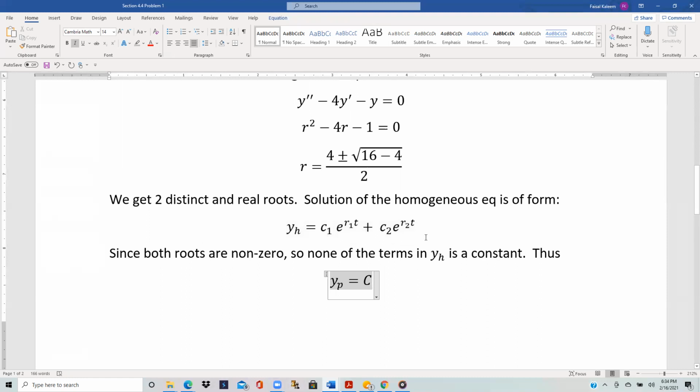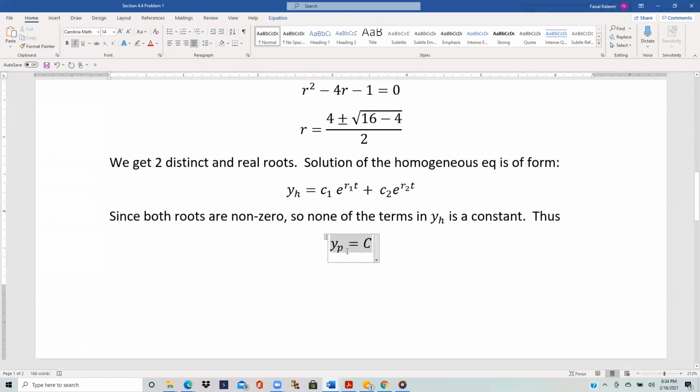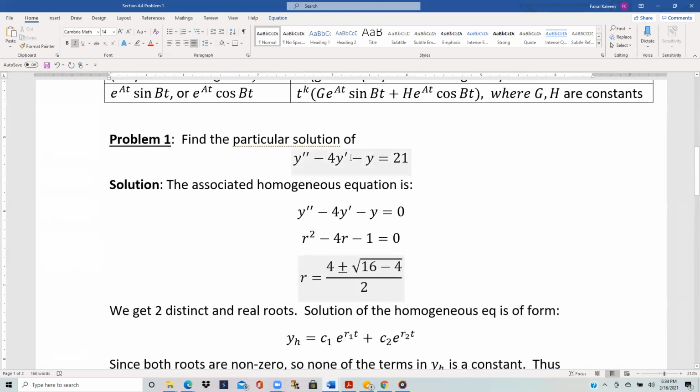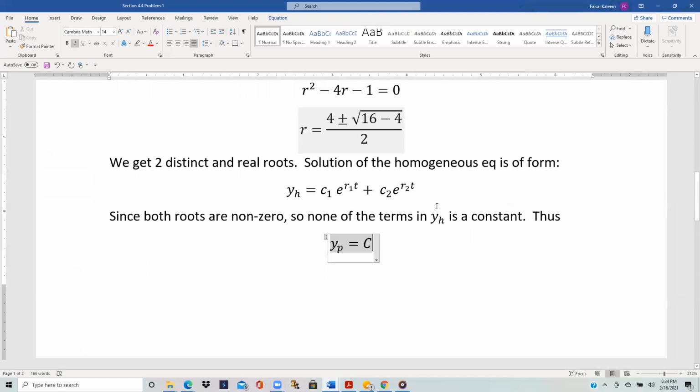So here, once we made sure that we don't have a constant term in the y_h, we can now safely say that y_p is constant. And now this constant needs to be determined. So now the job of the homogeneous equation is done. Now we go back to the original equation. So substituting this in the given equation, not in the homogeneous equation, but in the original given equation.